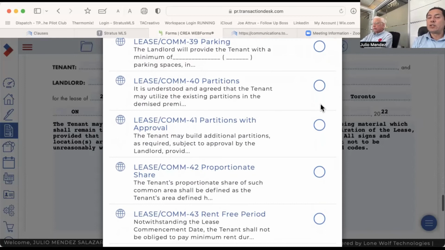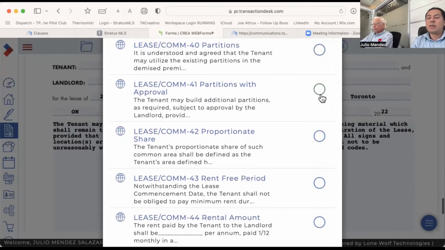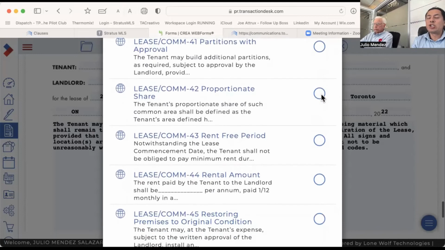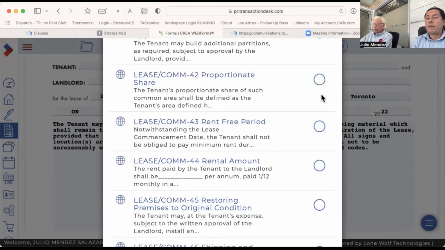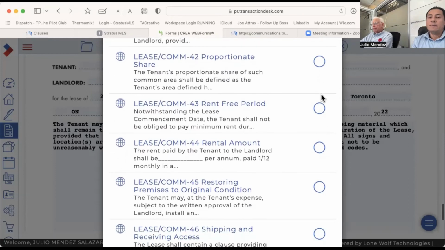Partitions. Yes, if there's a design where the tenant is going to redesign the vacant open space, he would have to supply copies of the architectural drawings to the landlord to get his approval. So there could be partitions. This space is relatively small. It's a small 2,000 square feet. Probably. May not be. Partitions with approval, proportionate share. That will be more for like a large commercial. Yes. Correct.